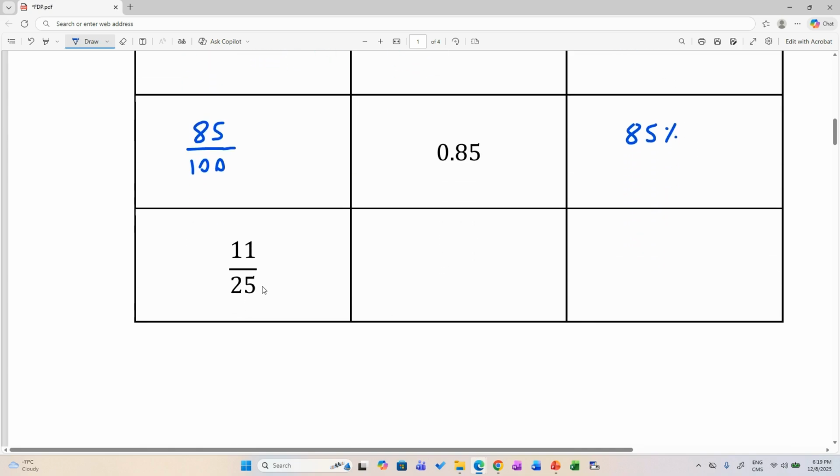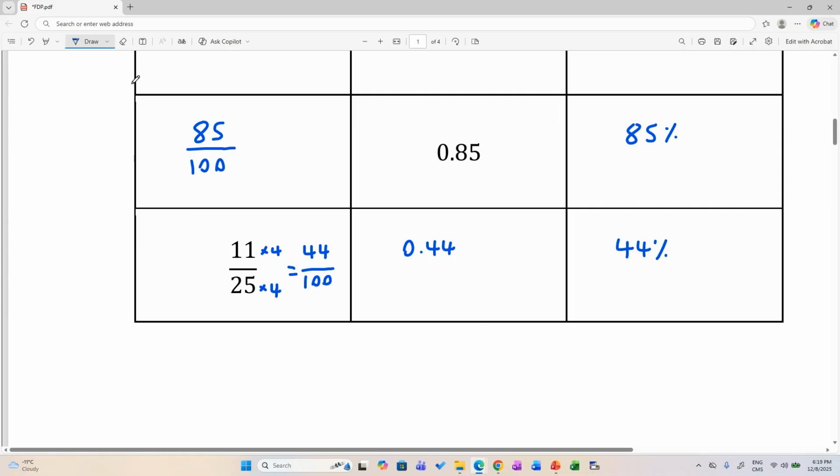This one here, I'm simply going to multiply 25 by 4 to get it to be a base of 100. Now, what I do to the bottom, I have to do to the top, so I have to also multiply the 11 by 4. So I got 44 over 100, hence this is going to be 0.44. And as a percent, it's going to be 44%.